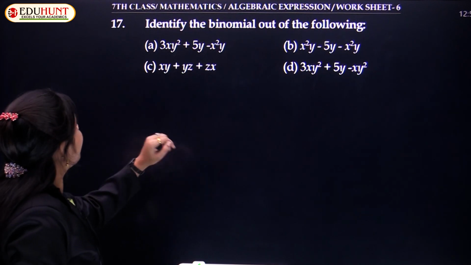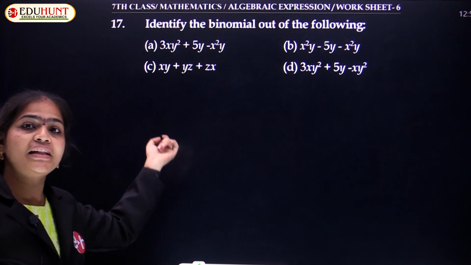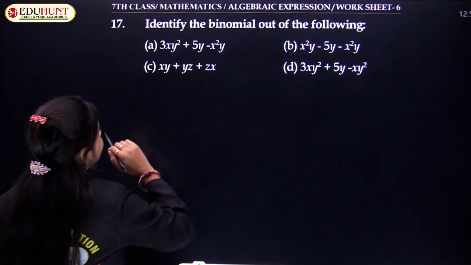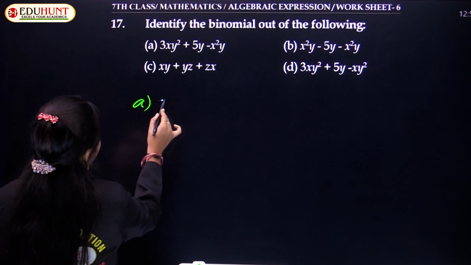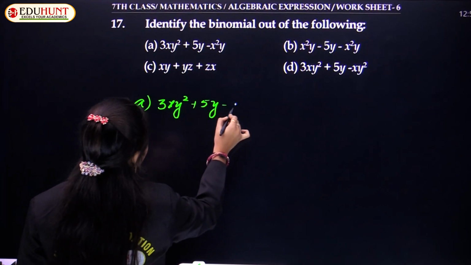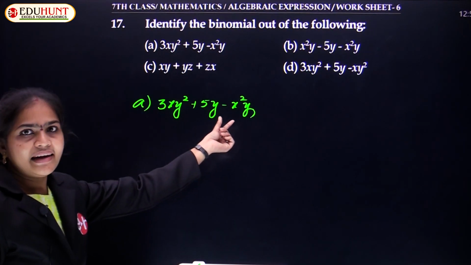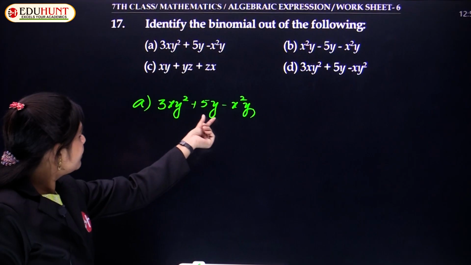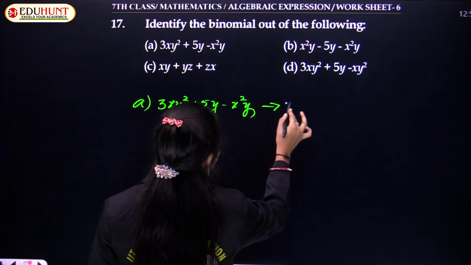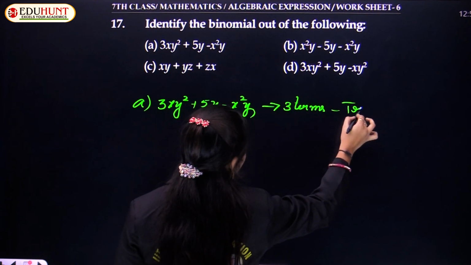17th one, identify the binomial out of the following, which means first we need to simplify each and every option. Later only we have to go for identifying the binomial. Option A, what is that? 3xy square plus 5y minus x square y. Here these three are unlike terms only. So here three terms are there. Three terms means what is the name of this one? Trinomial.